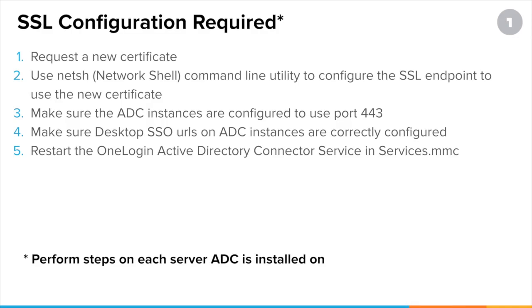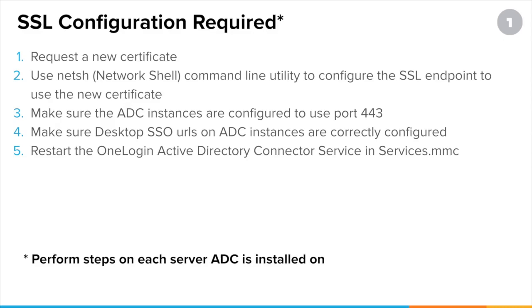Then make sure that those URLs on the ADC instances, so through the admin UI where you specify that desktop SSO redirect URL value, are configured to use HTTPS and port 443. Again, that's what we demoed earlier in this course. You want to make sure that has been done before you finally go and enable all of Windows Domain Authentication. Last but not least, once you make sure all these settings are in place, restart the Active Directory Connector service running on that member server. This will ensure that those settings have been applied.